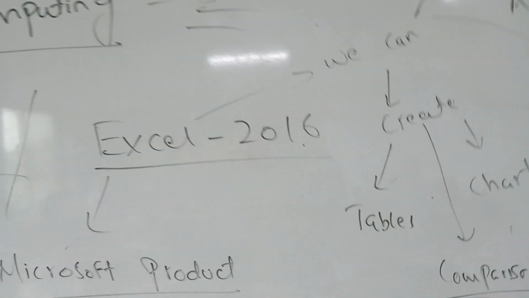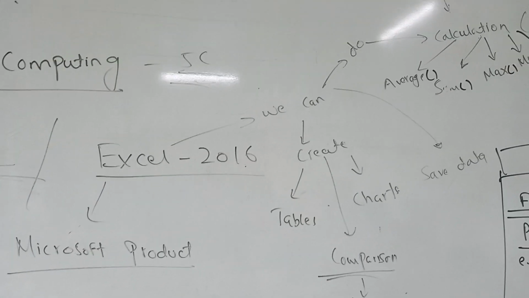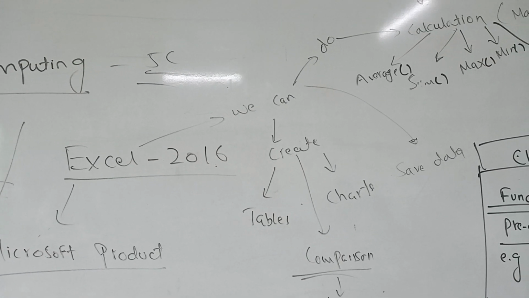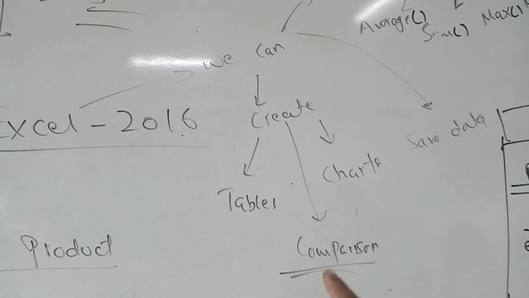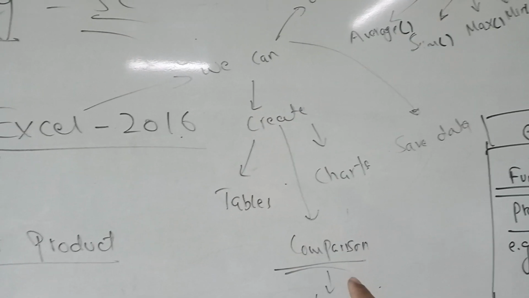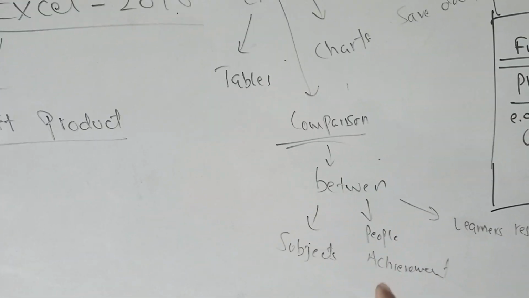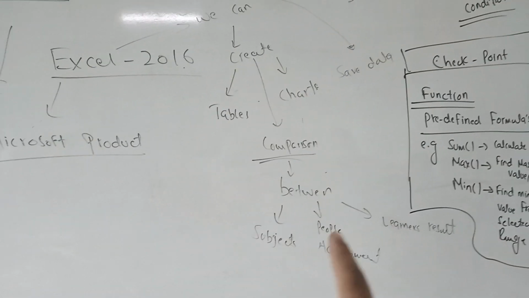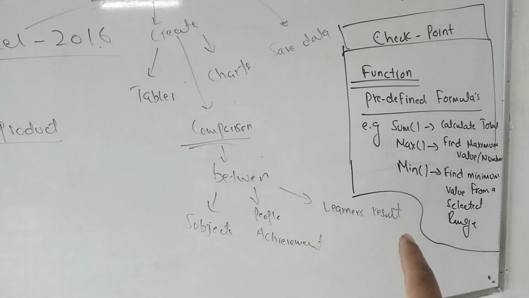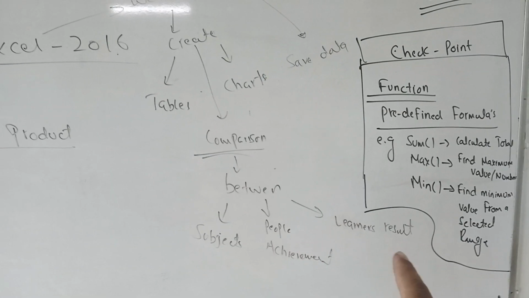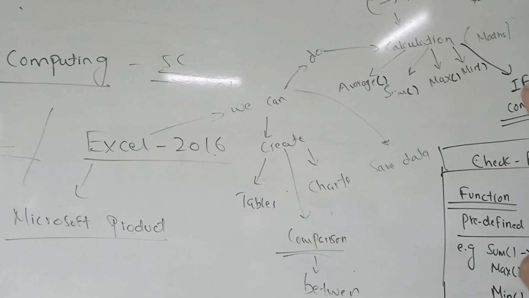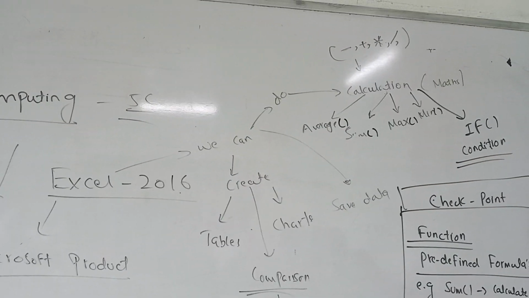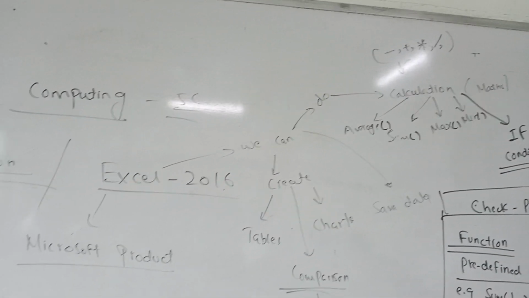Okay, now with the help of Microsoft Excel we can create tables. We can create comparisons between subjects, between people's achievements, and between learners' results. Then what else can we do with Microsoft Excel? We can perform any mathematical operation.